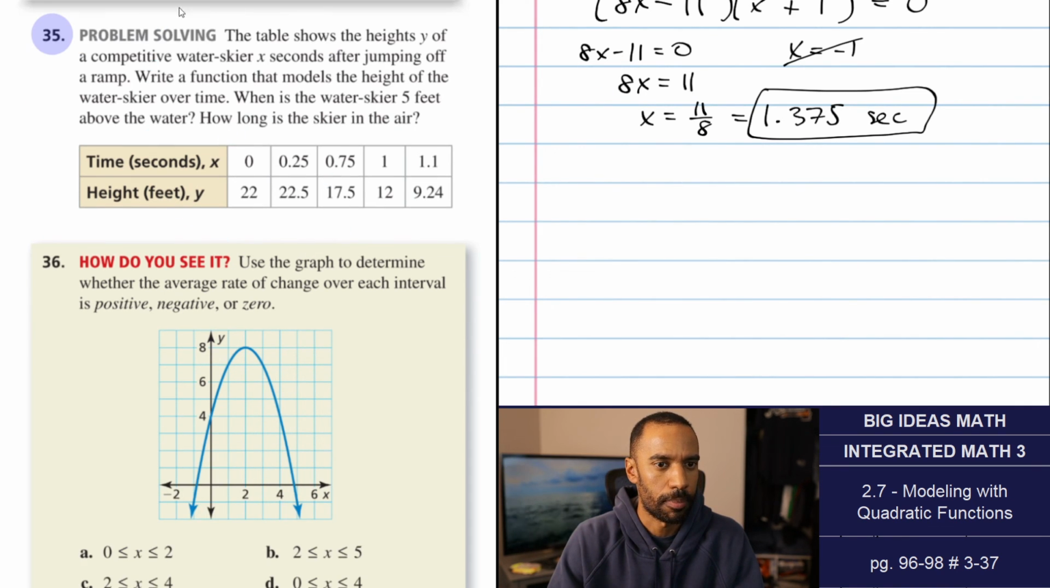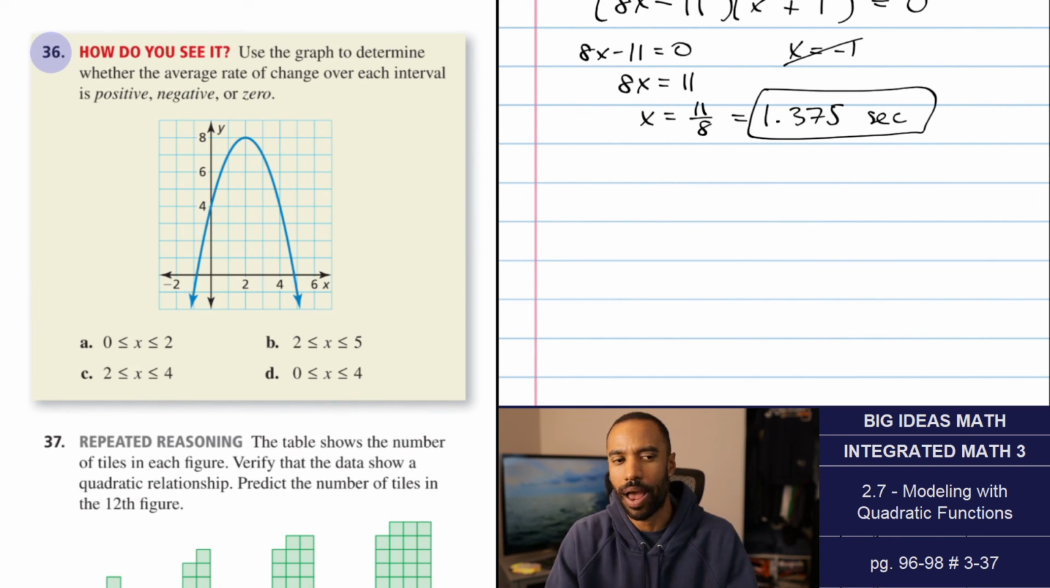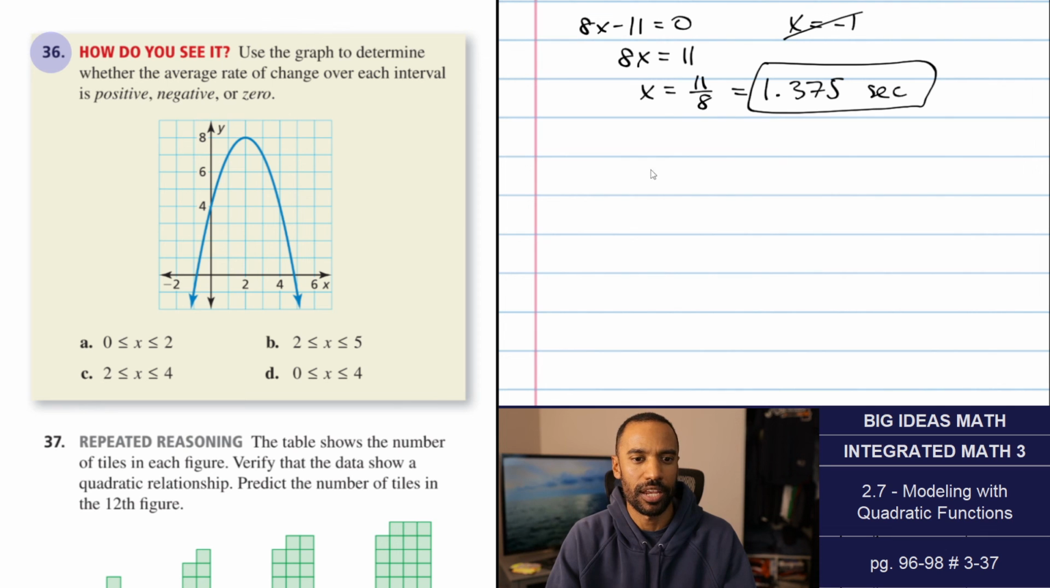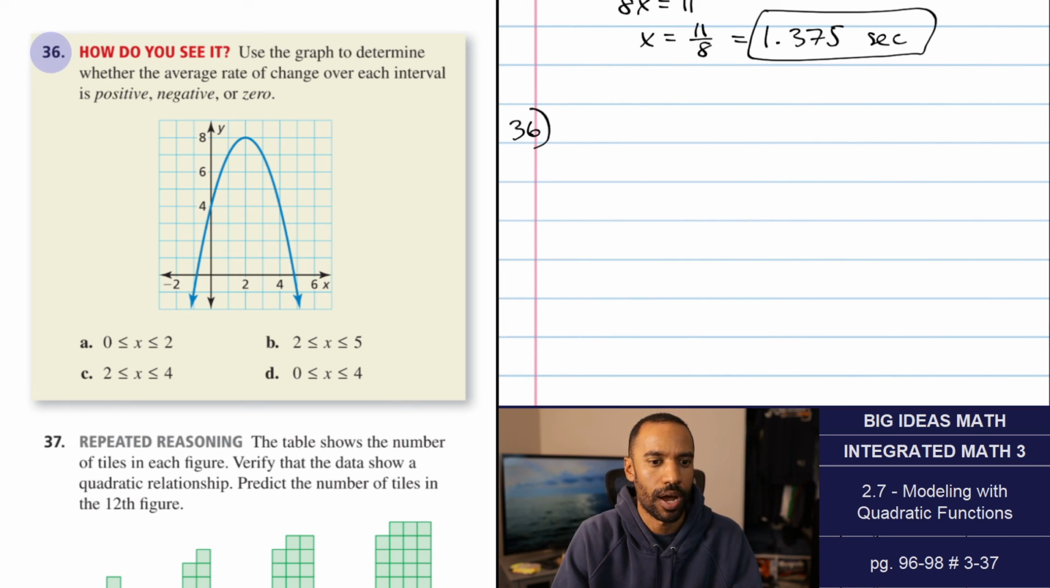2 more questions. Number 36. Use the graph. How do you see it? Use the graph to determine whether the average rate of change over each interval is positive, negative, or 0. I'm going to totally go based off how I see it and draw little lines on them. From 0 to 2, all we got to do is look at when x is 0 to when x is 2 and look at that kind of slope.